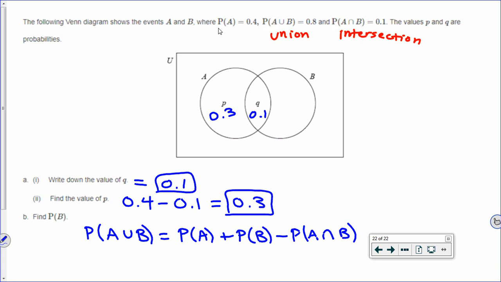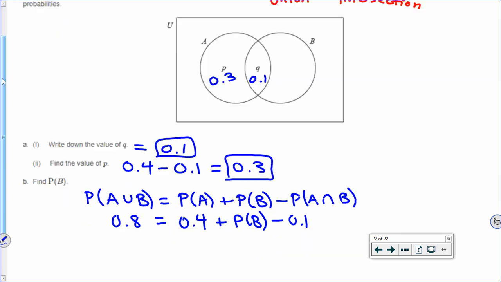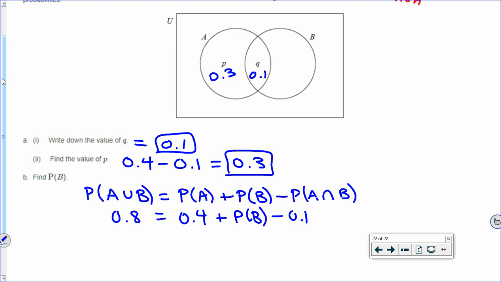So we know the union that's given to us in the question is 0.8. We know that the A circle is 0.4. That's the entire probability of A. We do not know the probability of B. That's what we are finding. And we know that the intersection is 0.1. So then we can solve this equation algebraically. We're going to subtract 0.4, then add 0.1, and find out that 0.5 is the probability of B.